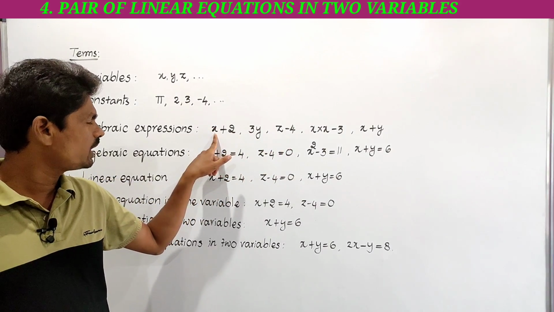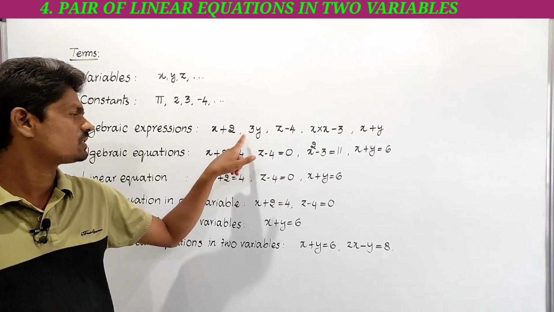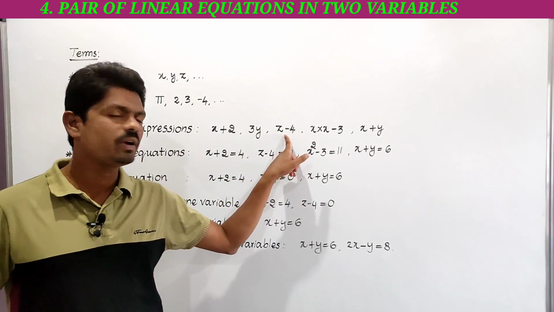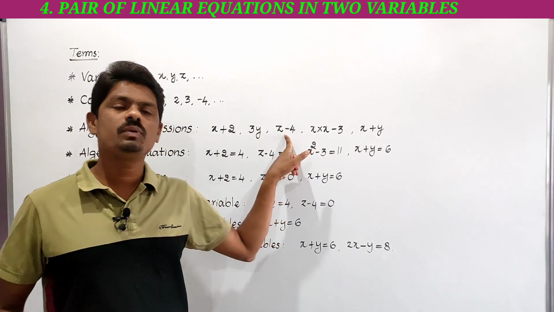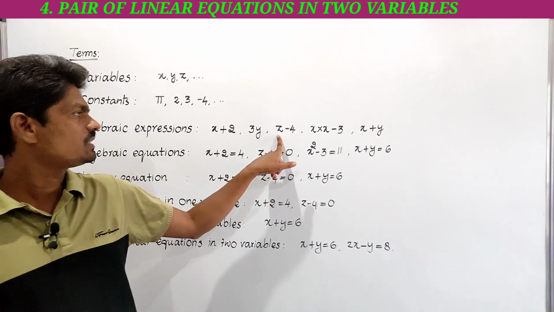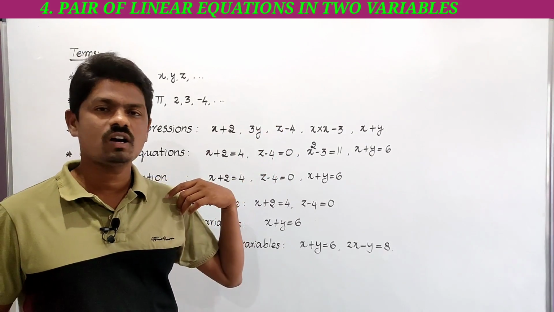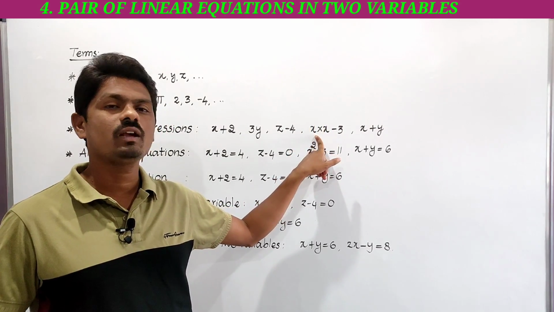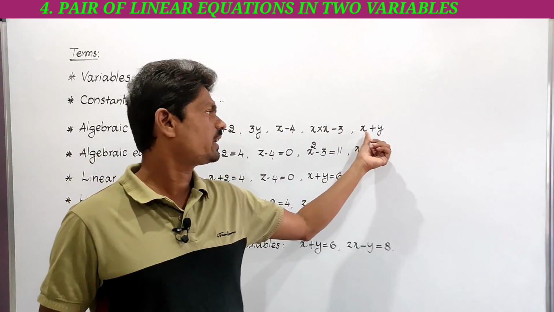In x plus 2, x is a variable, 2 is a constant. In 3y, y is a variable, 3 is a constant. z minus 4 is also an algebraic expression, so z is a variable, 4 is a constant. In x into x minus 3, x is a variable, minus 3 is a constant. x plus y.